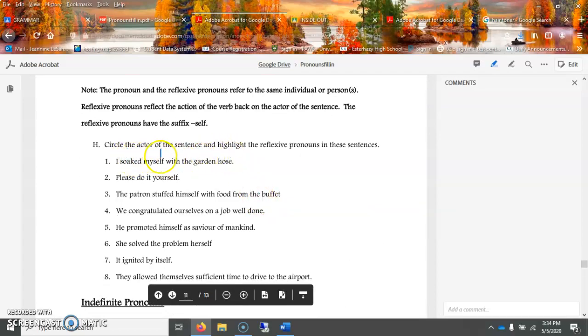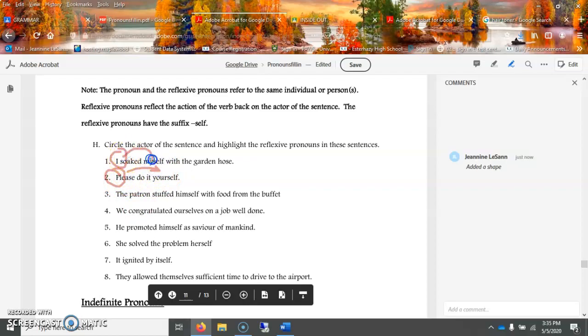So circle the actor of the sentence and then highlight the reflexive pronoun. What we're going to do is circle the actor. The actor in this one is I. And then this one's a really hard one, yourself, because it's implied. You please do it yourself, even though the you is not there. We would say that the you is just in front of here. So it would be yourself.